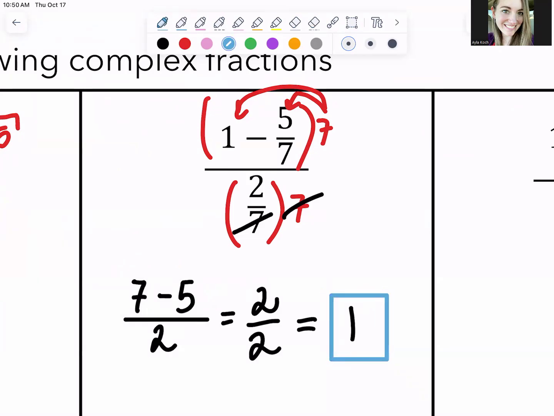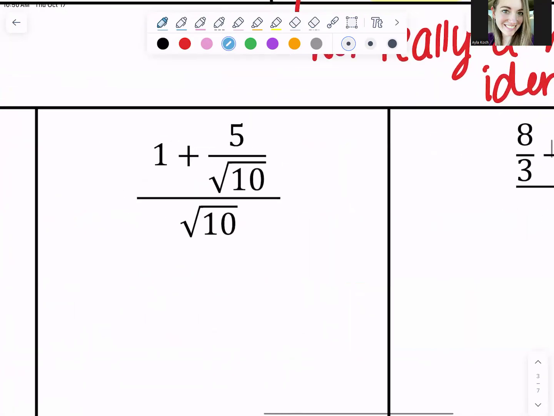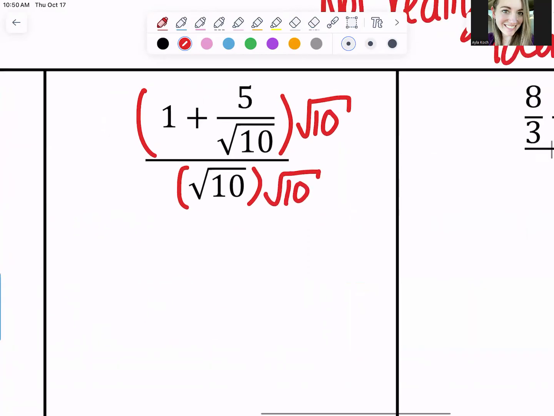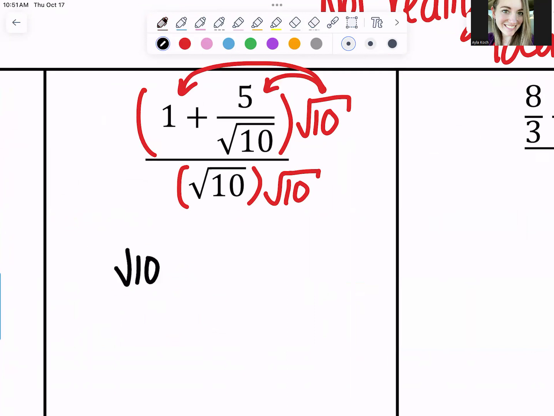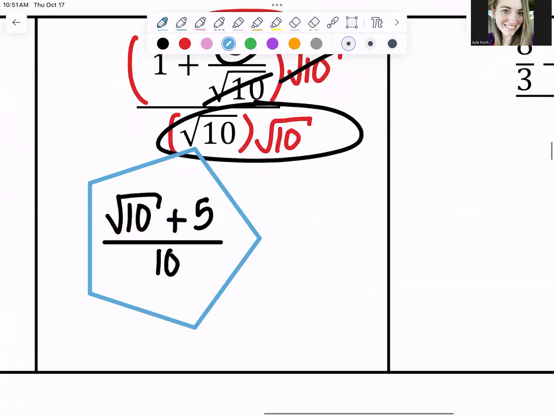Now's a good time to pause and try the rest of these on your own. I'm just going to continue forward, assuming that you've already paused and done that. All right, for this one, square root 10 on top and bottom. He gets distributed. You have 1 times the square root of 10, plus these guys will cancel when it comes to the second term. So plus 5 divided by square root 10 times square root 10 on the bottom is just 10. Boom. You know what? I'm leaving it. I'm leaving it. Beautiful.